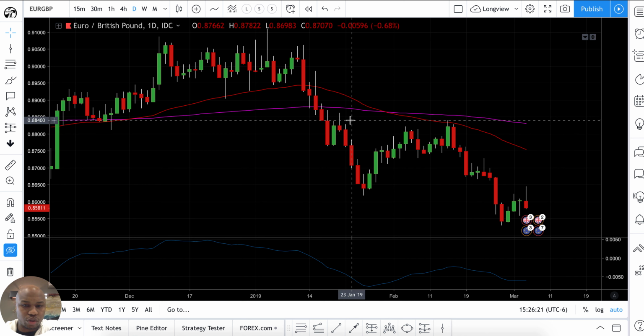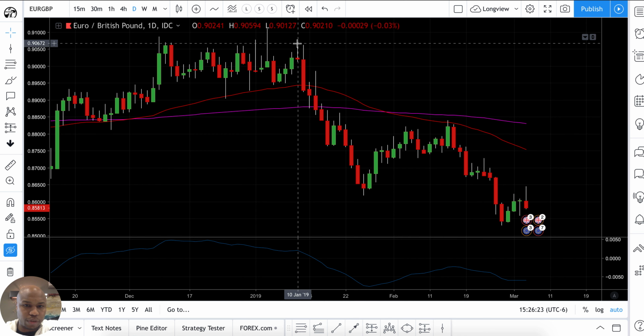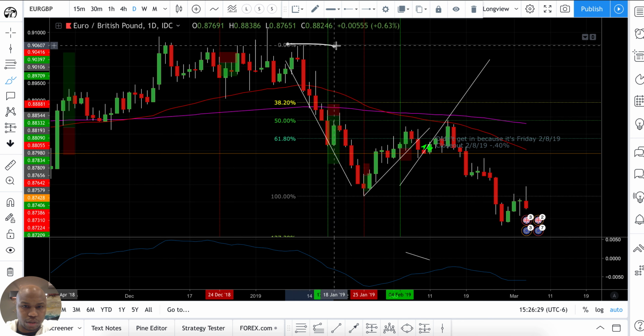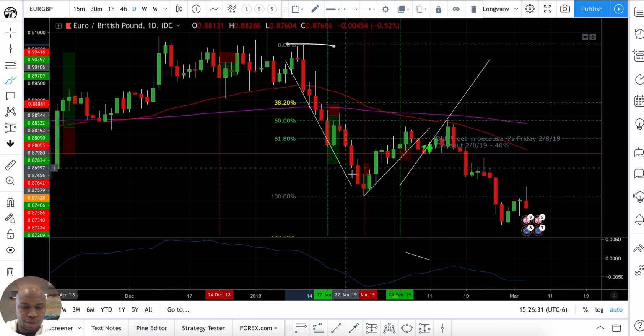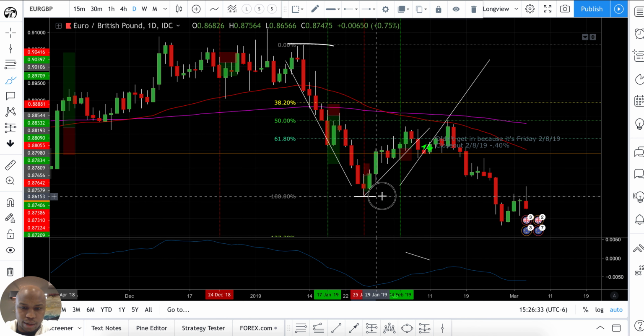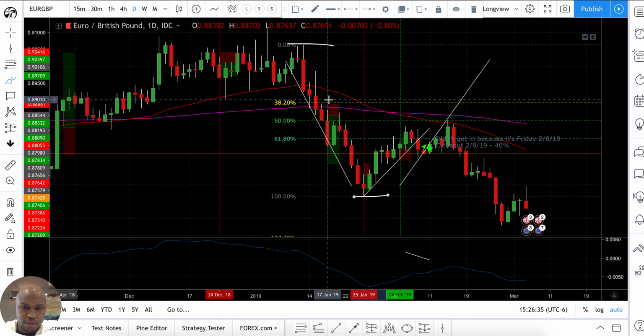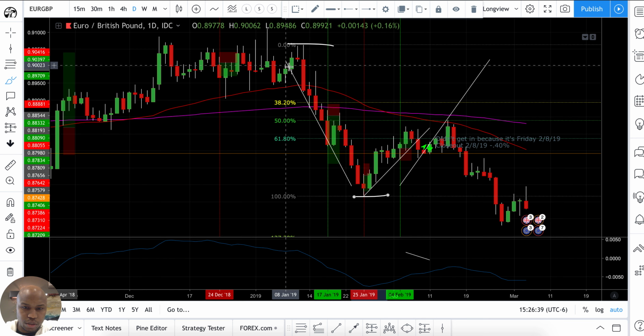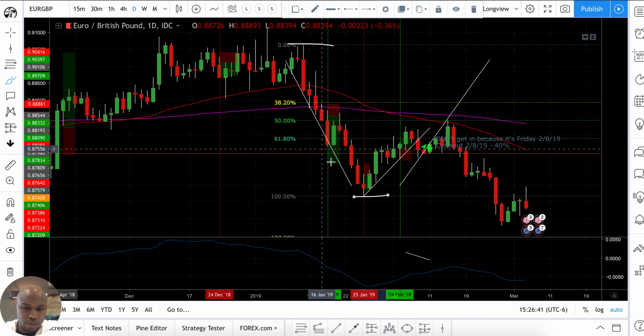This is what I want to draw on. So when I draw fib, I start here. Let me draw this in just in case y'all need this type of illustration. I start here, and I stop it here. That's it. So I draw it and I line these two up. This is 100% of the move right here.